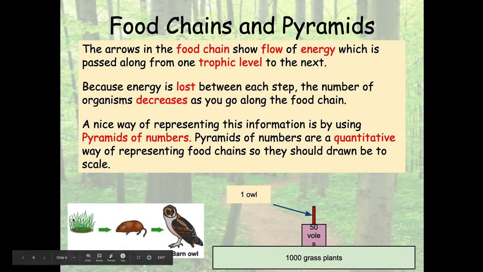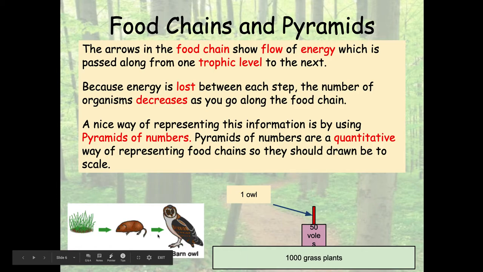Not all of the energy in the grass that the vole eats is still in the vole when the barn owl eats the vole, because the vole respires, it loses energy. It excretes, it loses energy. Some of what it takes in, it doesn't digest, and so it loses that as well.